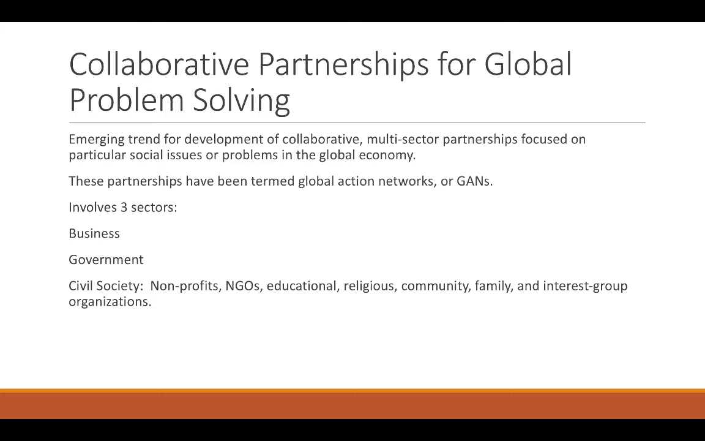Finally, as noted, when we deal with issues of globalization and are stretching across countries and cultures and political systems, we have seen an emerging trend in the development of collaborative multi-sector partnerships that are focused on particular social issues or problems in the global economy. Generally, we are seeing these relationships form between business, government, and non-governmental organizations. It is only with this cross-collaboration that many of the issues dealing with poverty, pollution, and human rights violations are going to be dealt with appropriately in a globalized world.